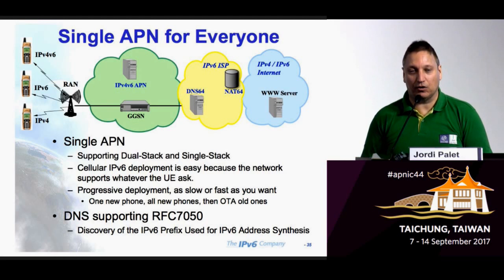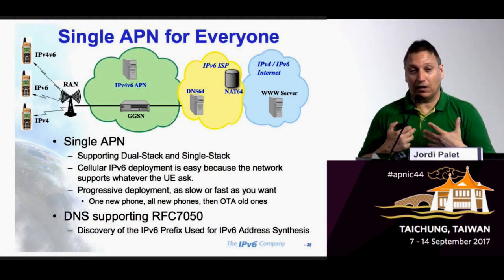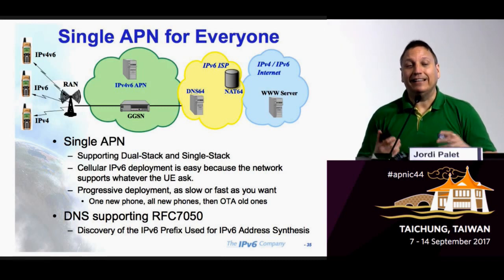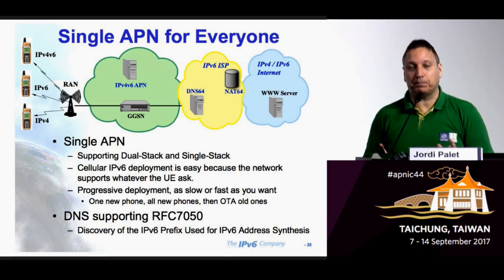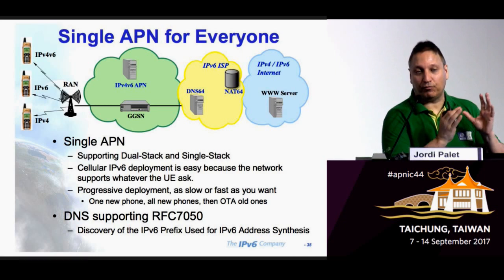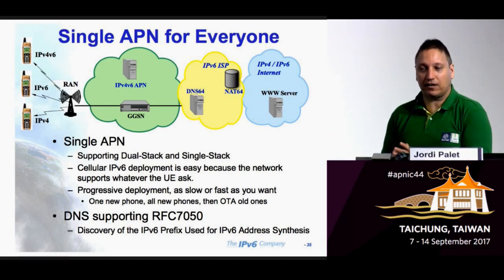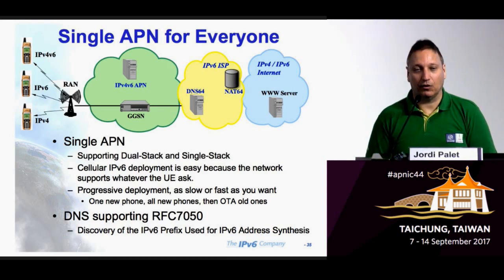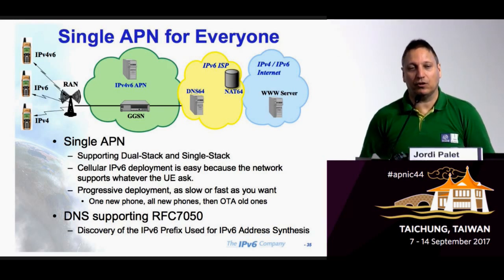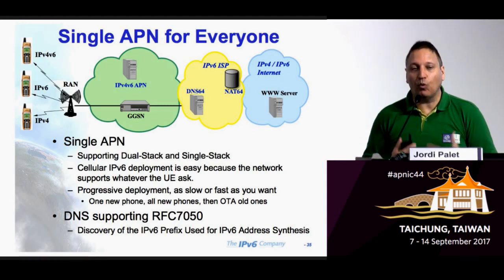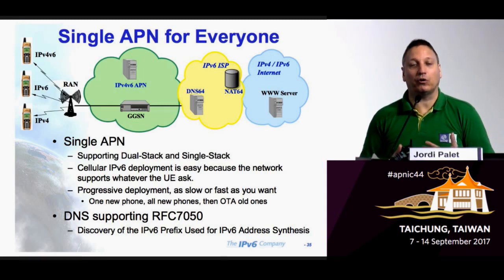So depending on the connection from the user equipment to the DNS, the DNS will need to respond and provide the information for IPv4 only, dual stack, or IPv6 only, okay? So you don't really need to have multiple configurations. It's just responding to what the user equipment is requesting.